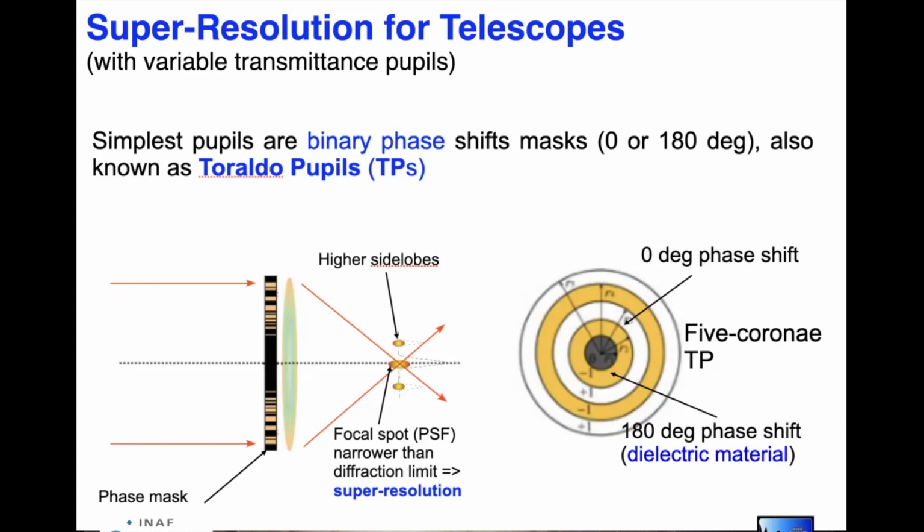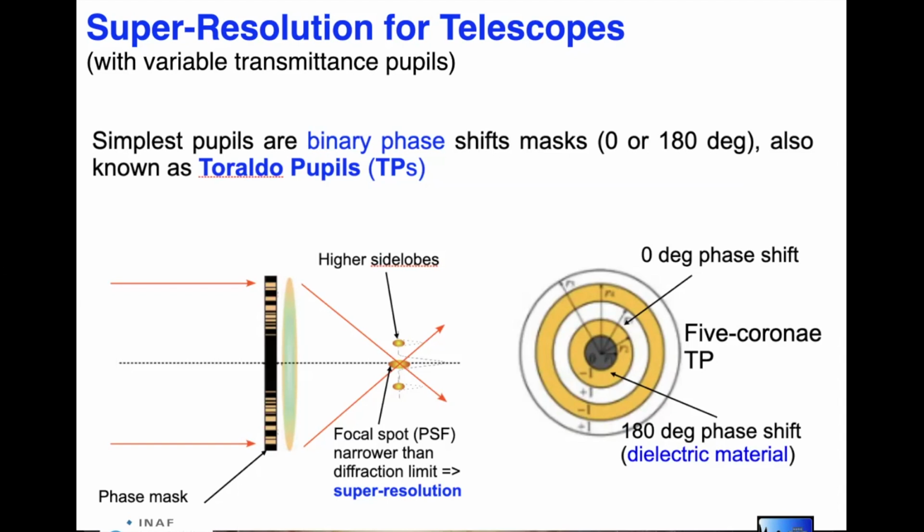Binary phase means that these are phase masks that can change the phase by 180 degrees, or otherwise leave the phase unchanged. These masks are also known as Toraldo pupils. The idea is that if you place one of these Toraldo pupils at the entrance pupil of the telescope, then in the focal plane you can get a point spread function which has a narrower beam compared to the diffraction limit, and that's where you get your super-resolution. Eventually, you also get higher side lobes.